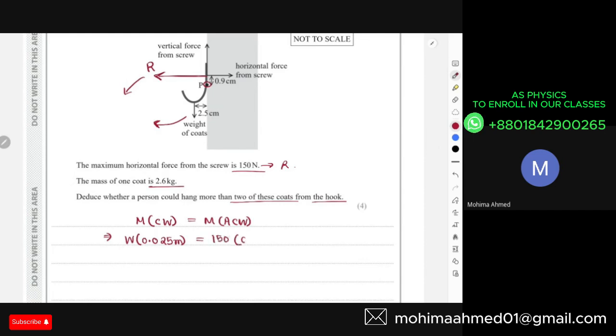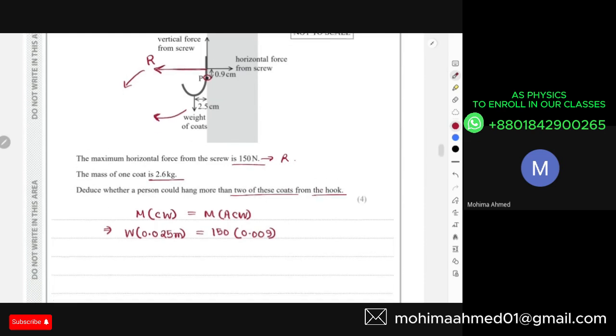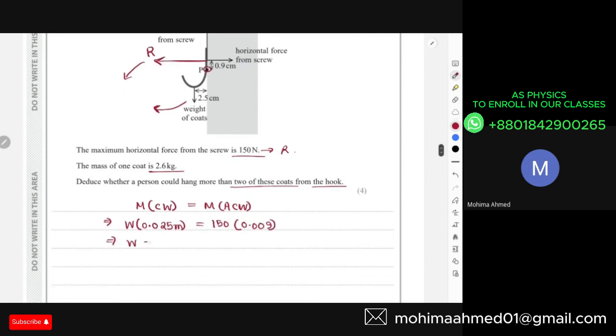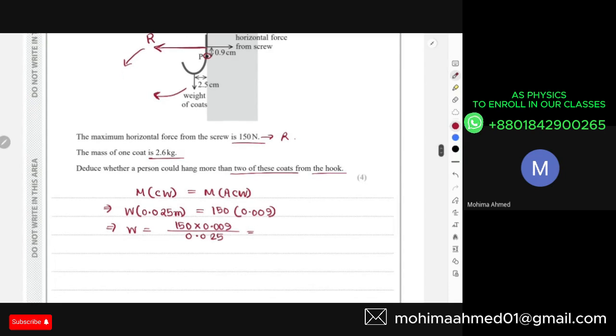That was again 0.9 centimeters. It's going to be 0.009 meters away. If I make W the subject, we get 150 times 0.009 divided by 0.0025. But if you calculate this, you get 54 Newton, right?